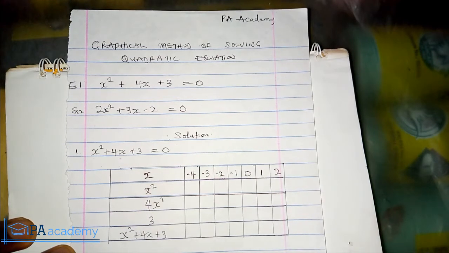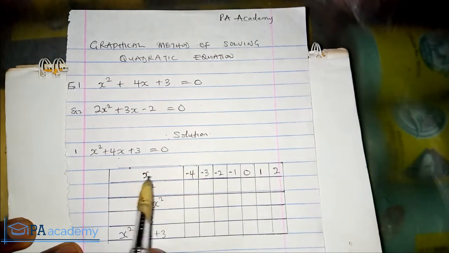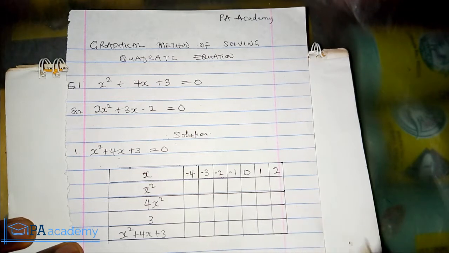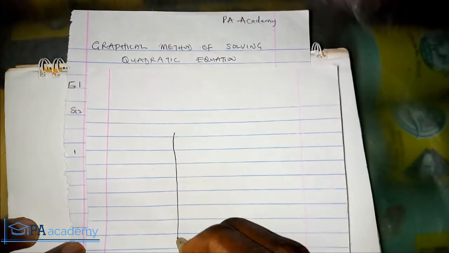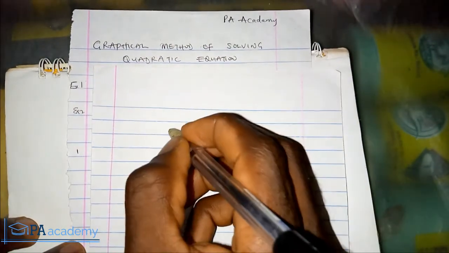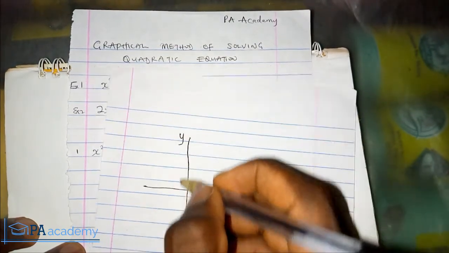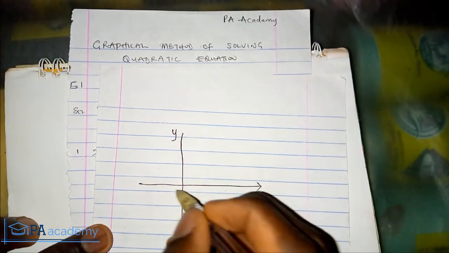using the graphical method. So the first thing you are going to do is draw a table that looks like this. And so what we have here is x, and this is the range of values of x. Remember, if you plot your graph, we have the x-axis and the y-axis. Let's assume this is a graph. This is the y-axis, and this is the x-axis. The vertical one is the y-axis, and the horizontal is the x-axis.